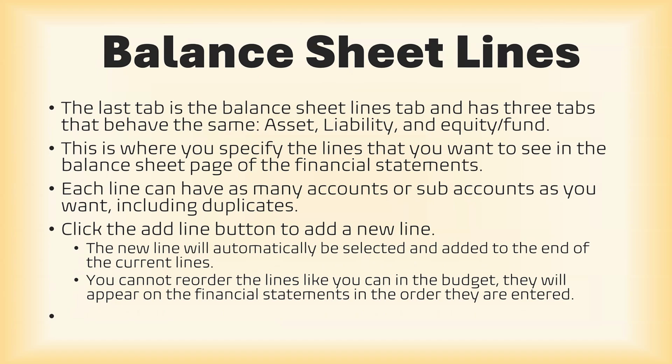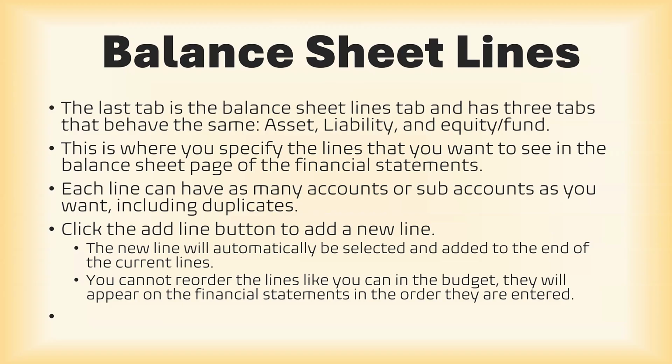Each line can have as many accounts or sub-accounts as you want. You can do it third, fourth, fifth, sixth, seventh, don't care. You can have duplicates. You can have your third level 8 times, and it'll show 8 times with whatever dollar amount is tied to that account. You click the add line to add a new line. The new line will automatically be selected and added to the end of the current lines.